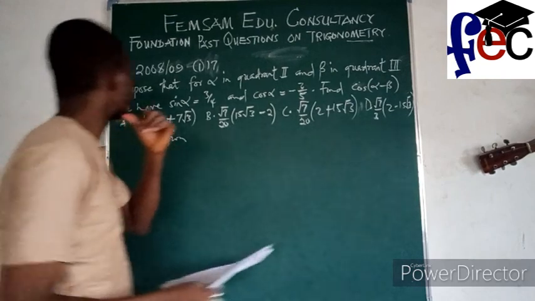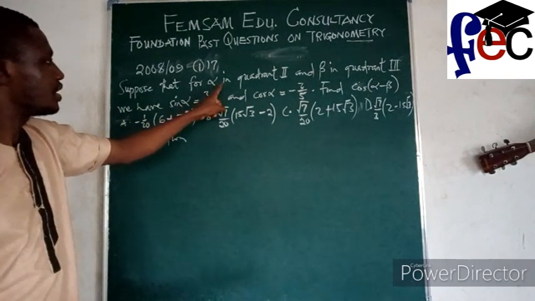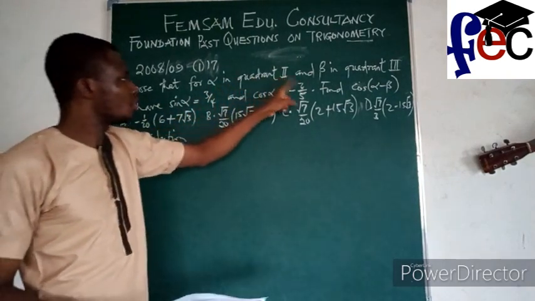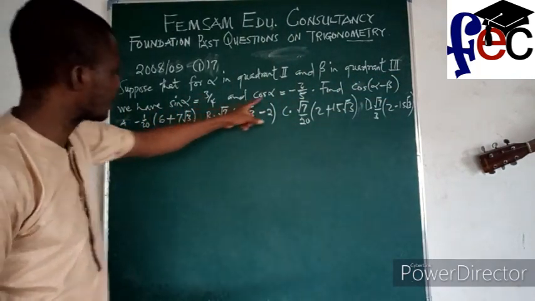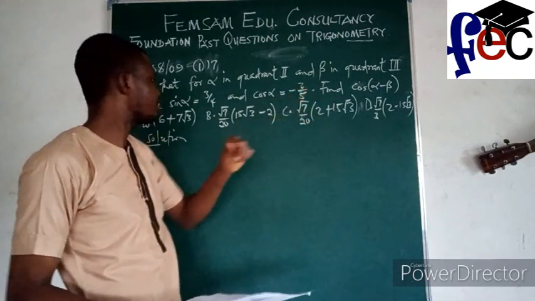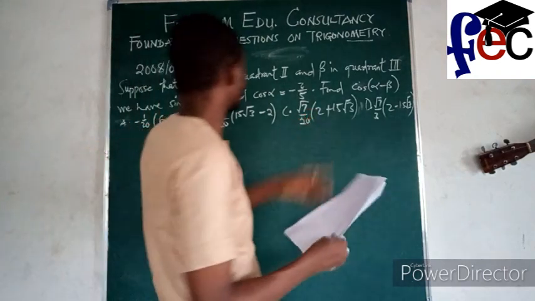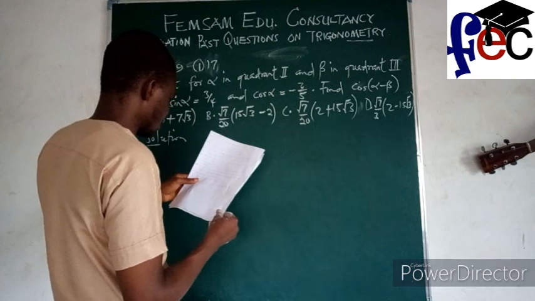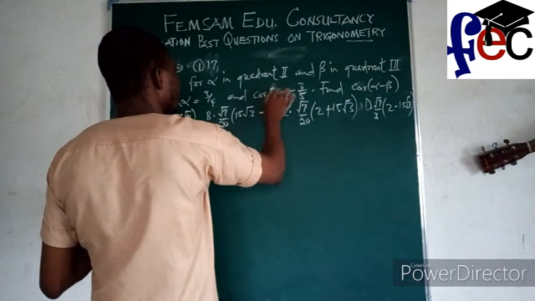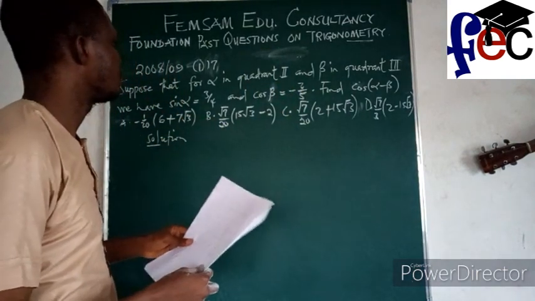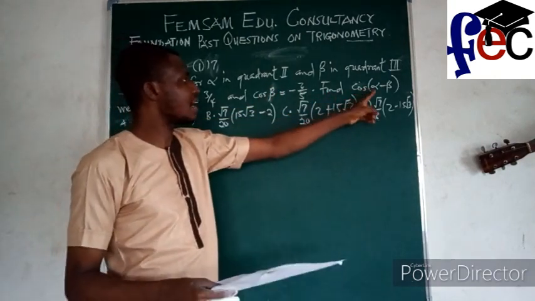So we have question 17 of 2008-9. It says, suppose that for alpha in quadrant 2 and beta in quadrant 3, we have sine alpha equal to 3 over 4 and cos beta equal to minus 2 over 5. Sorry, there's a mistake in this. I guess this should be beta. Yes, this is beta, sorry. So find cos of alpha minus beta.